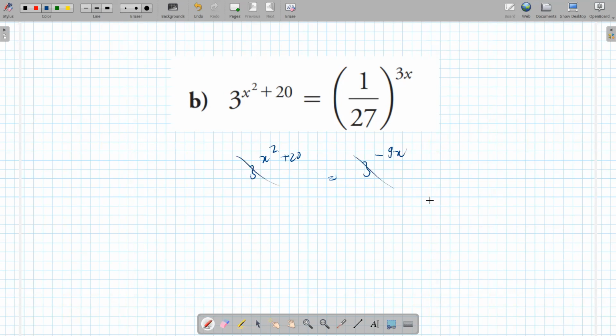Can we cancel this 3 with this? The answer is yes. If there was a plus 2 or something, then you couldn't do that. But as long as there's one base to the power, one base to the power, you can cancel them out. Then you get x squared plus 20 equals negative 9x. How do you solve this?